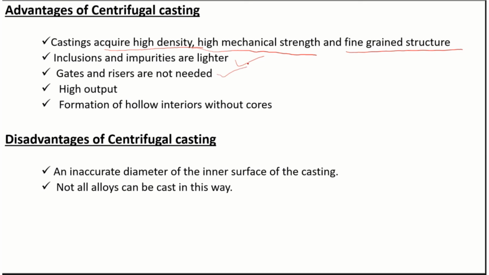Further, the mold does not require any gates and risers. It also produces high output. And for shapes with hollow interiors, it can produce them without the help of cores. Apart from these, centrifugal casting has several disadvantages. The disadvantage is the inaccurate diameter of the inner surface of the casting. So care should be taken while producing cast products with centrifugal casting. And also, not all alloys can be cast through centrifugal casting.